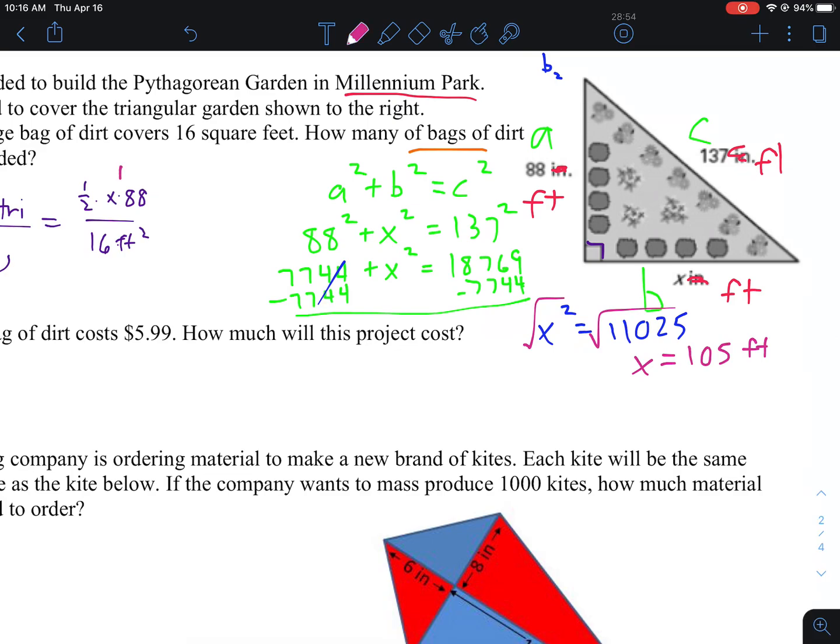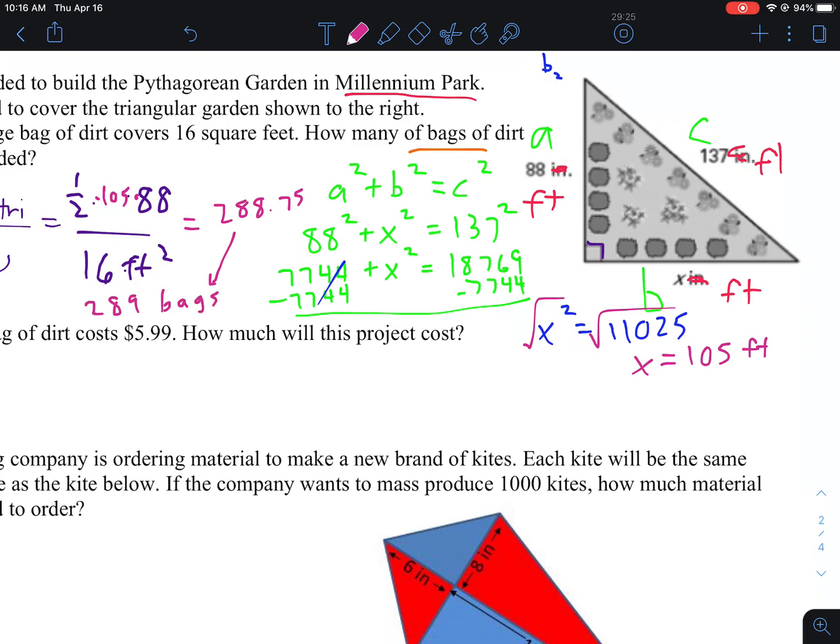All right. So again, once you know that, we're going to substitute x in there and figure out the number of bags this would have to be. So if you multiplied all that on the top, divided by 16, you'd end up with 288.75. But again, we talked about always rounding that up. So you would need 289 bags of dirt to cover this.